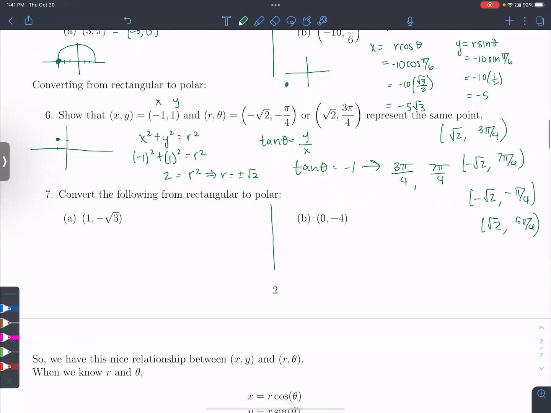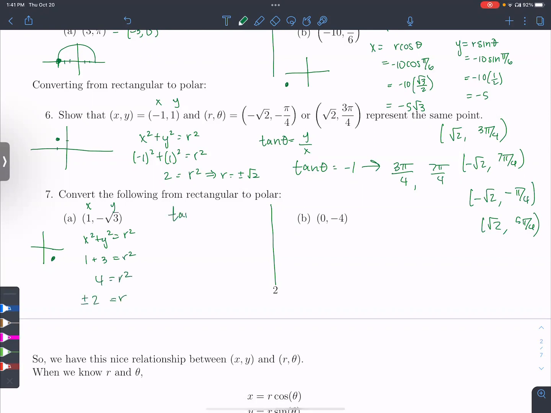Okay, so on this one, converting from rectangular to polar, if I'm looking at +1, then -√3, that would be down here in quadrant 4 somewhere. This is an xy ordered pair. So x squared plus y squared equals r squared. That would be 1 plus 3 equals r squared. That's 4 equals r squared, so r is plus or minus 2.